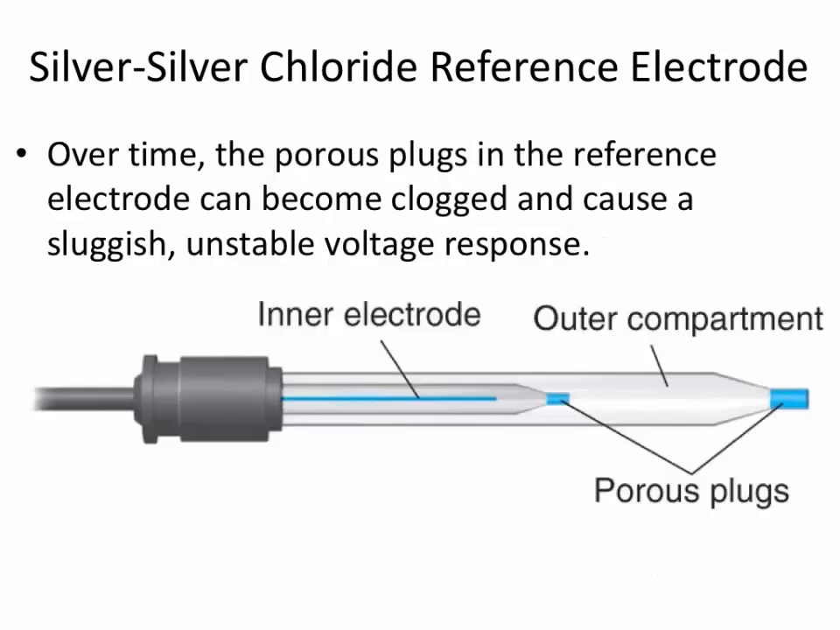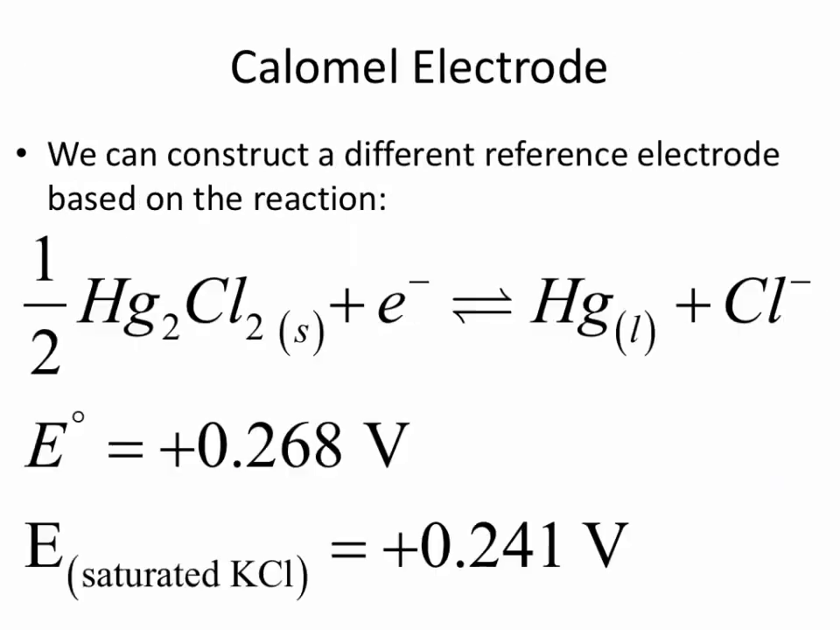Now over time, the porous plugs in the reference electrode can become clogged and cause a sluggish, unstable response voltage. That is, if some of the channels in those porous plugs become clogged, then we're going to have a more difficult time getting ions to pass back and forth through those plugs, and that then will lead to a delay in our voltage difference between our inner electrode and our indicator electrode.